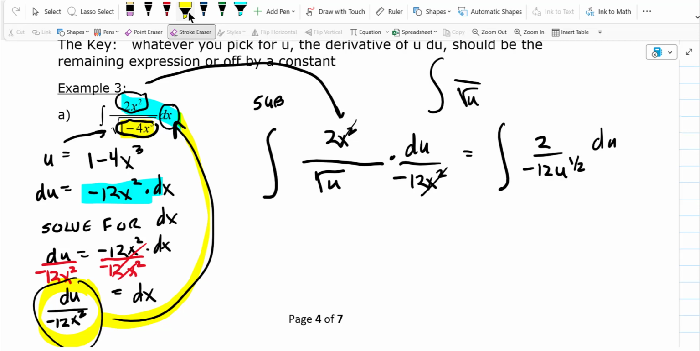Okay, now, when I did du, you always do du by doing the derivative, and it did not match. So if it does not match, take this equation and solve it for dx. So that's why I divided both sides by negative 12x squared to get dx by itself. Now, dx is a substitution. See, that dx, you just replace dx with that whole thing, so that gives you this.